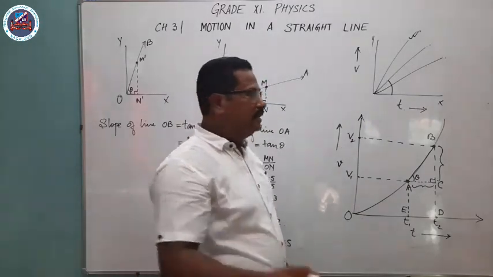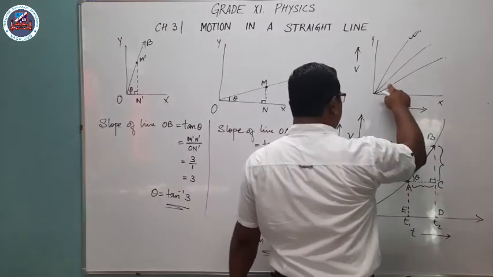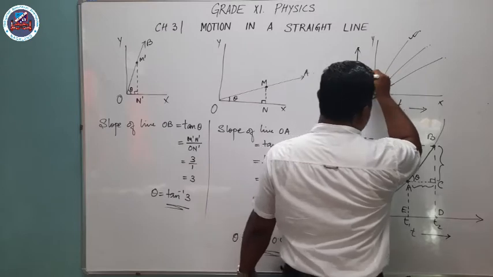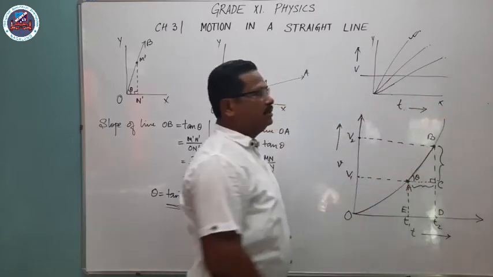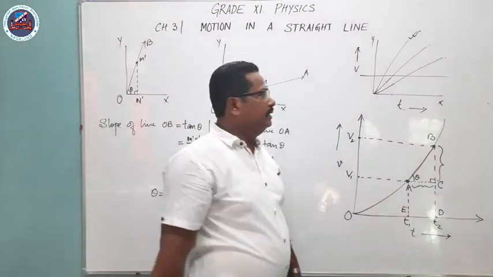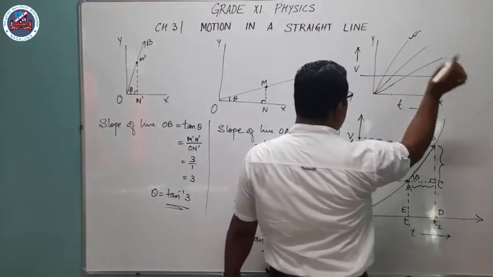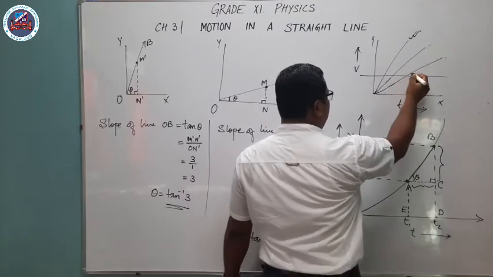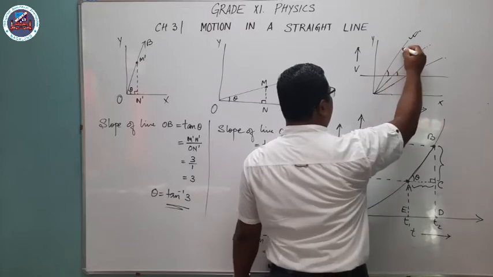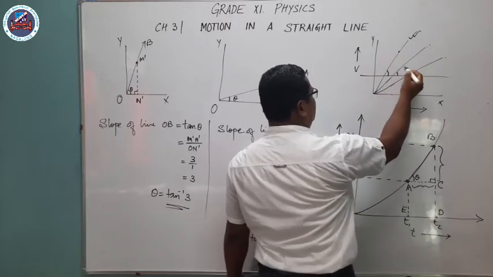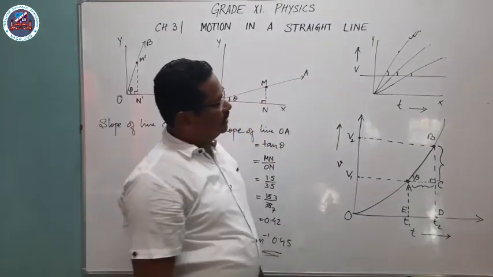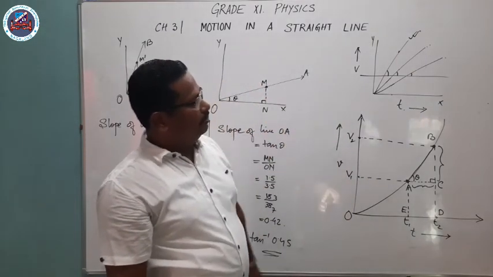Another technique to understand whose slope is more: if you draw one straight line parallel to the x-axis, then also you can make out, because you are very familiar with geometry. By looking at this, if I draw one straight line, here the angle is less, here the angle is more, and here it's even more than that. So automatically this slope is more, this slope is less, this slope is again lesser. This way also you can justify in which case the slope will be more and in which case the slope will be less.